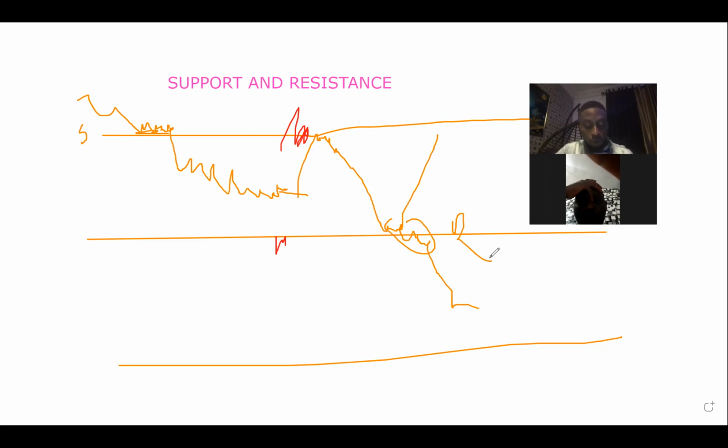On support zone, you look for buying opportunities. While on resistance zone, you're looking for selling opportunities.